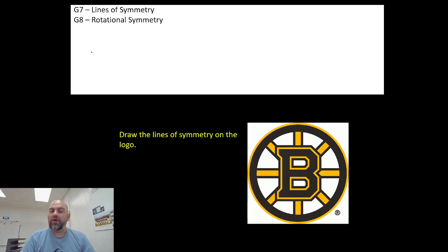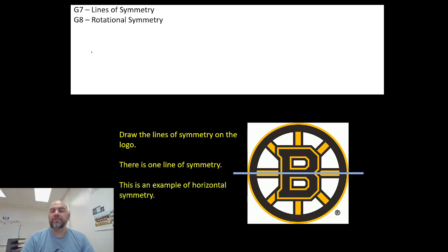Let's take a look at another hockey logo. We're going to look now at the logo of the Boston Bruins. Are there any lines of symmetry in this logo? Ignore the little registered trademark on the bottom there. There is one. It goes right there through the middle, as a horizontal line of symmetry, and that's the only one that this logo has. Like I just mentioned, it is an example of horizontal symmetry, a horizontal line.